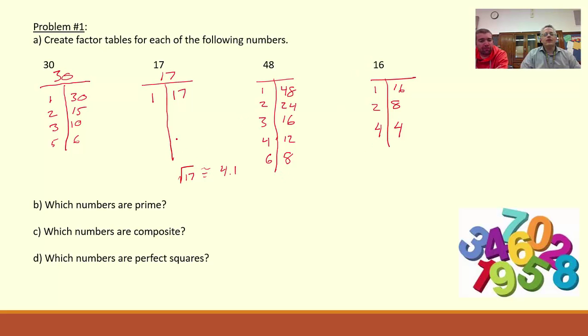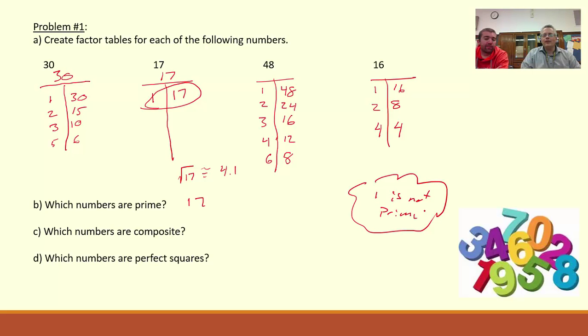Of these 4 numbers, which are prime? Prime numbers can be divided only by 1 and themselves, so that would be 17. One way to think about it is they have exactly 2 factors. I'm going to put a note: 1 is not prime, because 1 only has 1 factor; 1 is 1 times 1. So prime numbers have exactly 2 distinct factors, 1 and itself.